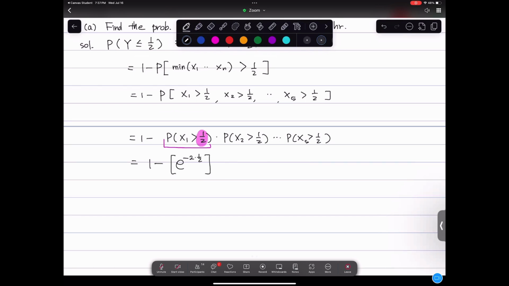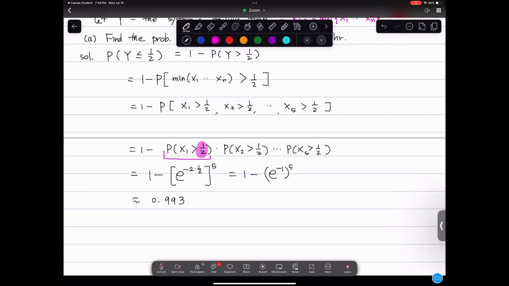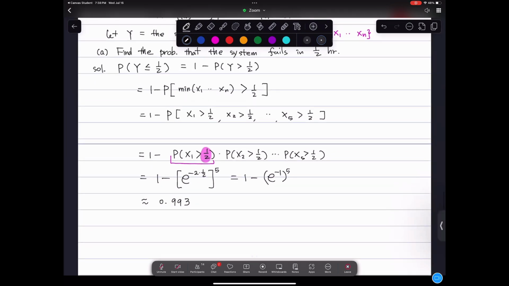Then the second one is exactly the same. They all have the exact same distribution, and I have 5 of those. So I have 1 minus e to the power of negative 1, to the power of 5, so negative 5. The chance of that happening is 0.993. So very, very likely the system will fail in 30 minutes. But that's what it means. Are you making sense here?